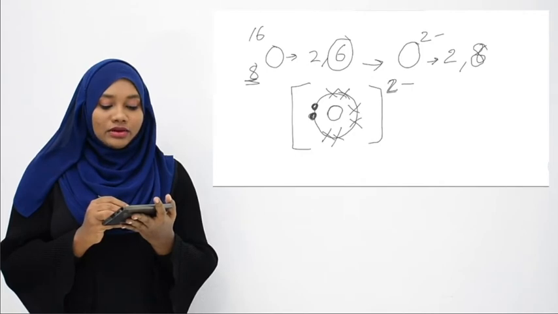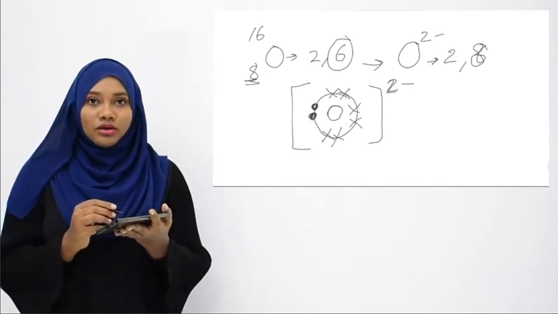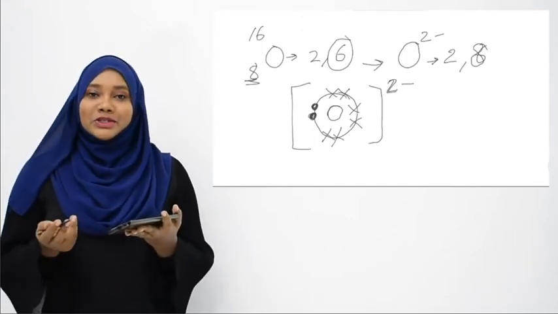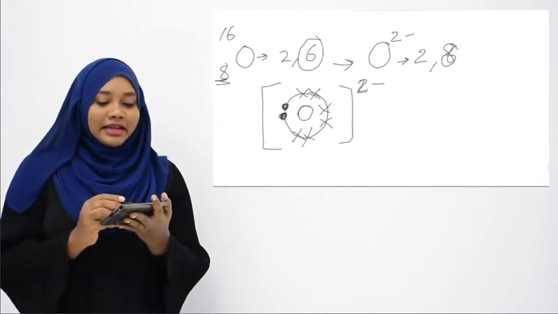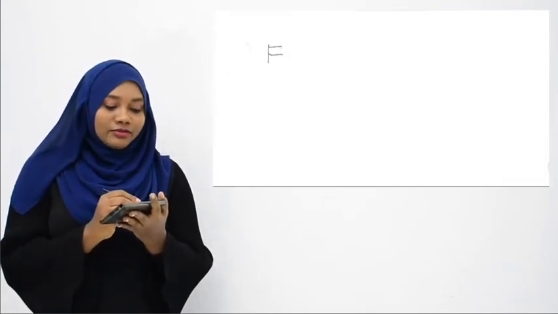And then you can write the symbol of oxygen. It's O, right? Is it clear? Are you all with me? Okay, let's look at another example. Let's take fluorine this time.